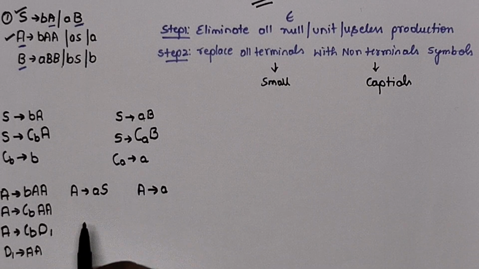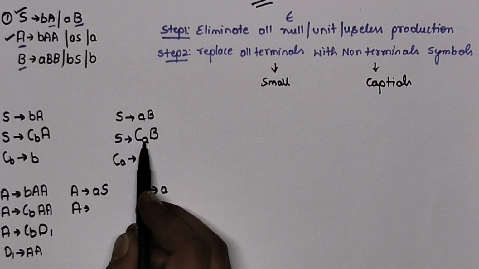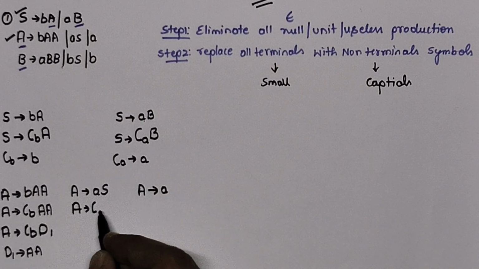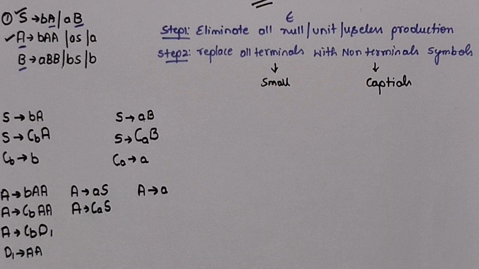Now let's move to the second projection. A producing small letter A. So here you replaced small letter A using capital letter C. That was a constant which replaced small letter A. So now small letter A was replaced by capital letter C. You must write like this.